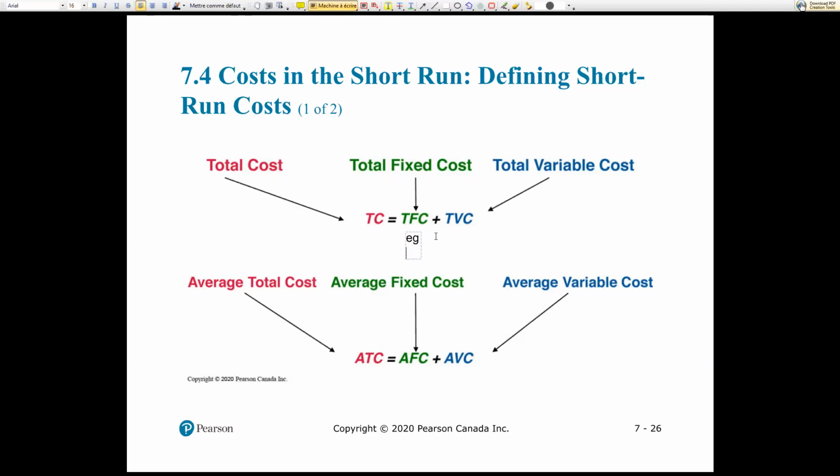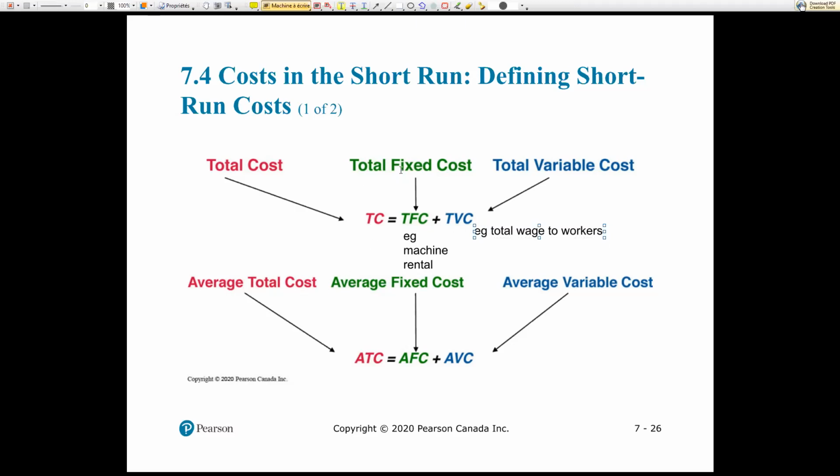For example, machines rental, because I have the machines, so I cannot adjust them. And then total variable cost would be, for example, wage to workers. So this is the total variable cost, so total wage to workers. And now average, what is the average?